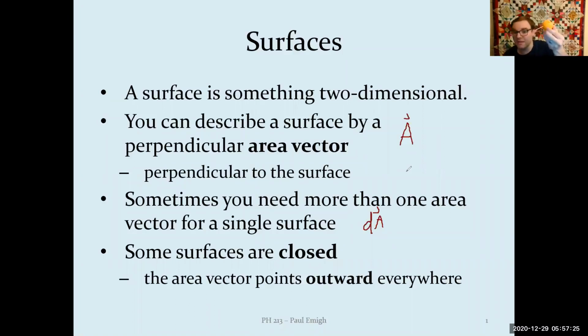Some surfaces, like the rind of the orange here, are what we might call closed. They entirely encompass what's inside. I can't get to the inside of the orange without going through the rind of the orange. As you can see here, the area vector is always going to point kind of outward. You can also choose to point inward, but in physics, we always choose for the area vector to point outward from a closed surface. Now, you can also have open surfaces.